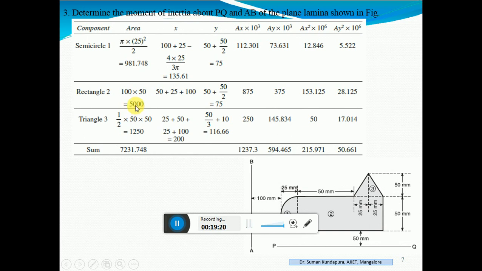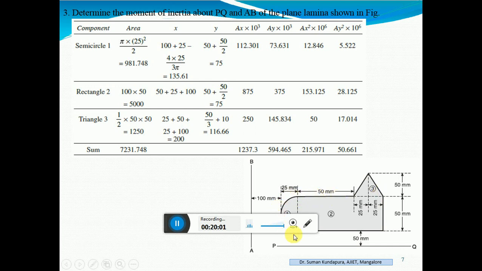Now we saw two problems where the reference axis, the centroidal axis, sometimes passes through the middle of the figure. Now here there is a problem. Determine the moment of inertia about PQ and AB of the plane lamina shown in the figure. Here you can see a little bit is covered, sorry for that.